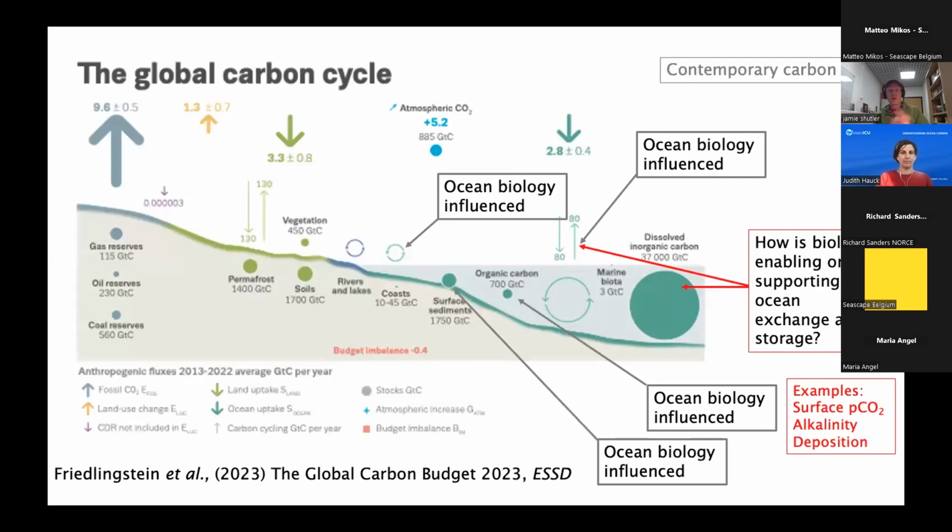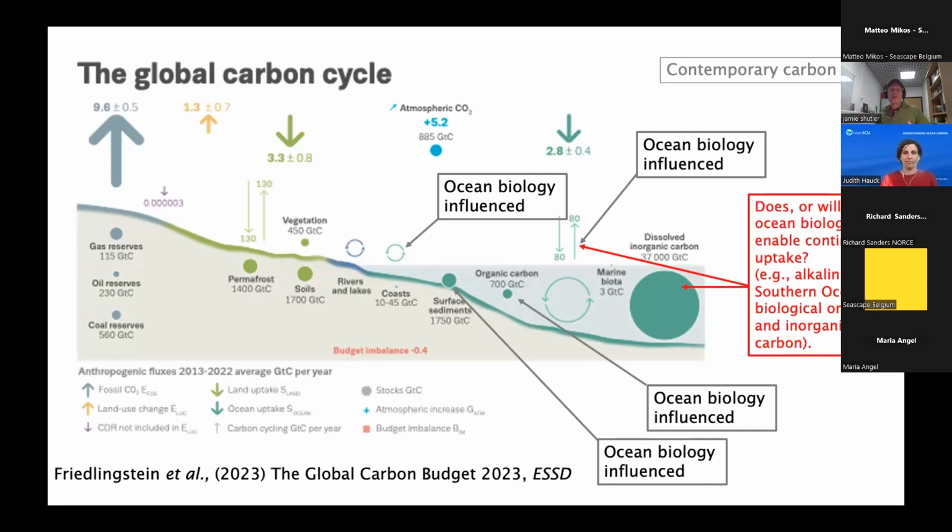So if we go back to our figure we had here at the beginning that I showed, essentially our question was, how is biology enabling or supporting this exchange and storage of carbon in our dissolved inorganic carbon, but also the exchange at the surface? And I've given 3 examples of pieces of work where it's changing and enabling and setting the conditions for the chemistry within the water, examples of deposition of carbon from the surface water to depth, but also ways in which the biology is altering the actual exchange at the surface itself.